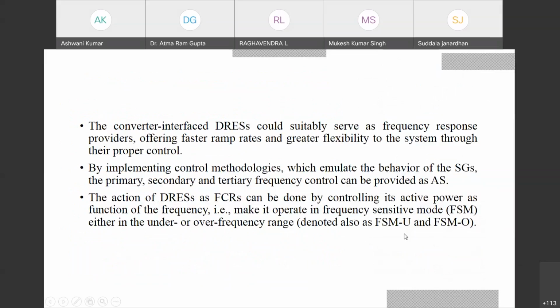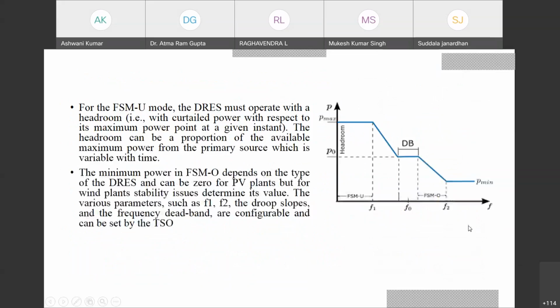So we have two kinds of modes here, under frequency or over frequency. In the under frequency or over frequency, this is a dead band where we have a base frequency that is normal here. Okay, the system is operating successfully with the same power, but whenever the frequency rises or decays very fast with a faster rate of change, we must have headroom available with us to absorb this frequency rise. So we call it the FSMU mode. And if there is a decrease in the frequency very fast, we must have this over frequency range controlled very fast with the help of the FSMU mode.